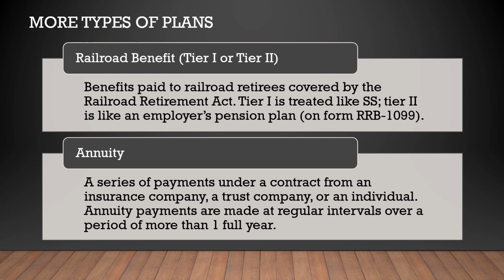Then there's also annuities, which can be reported on a form 1099-R, and these are just a series of payments under a contract from an insurance company or a trust company, or it could be an individual. And annuity payments are made at regular intervals over a period of more than a full year. If you're an accounting student, you're probably getting familiar with what an annuity is. And if you're not, it's just a series of payments, and usually people purchase these from some form of an insurance company.